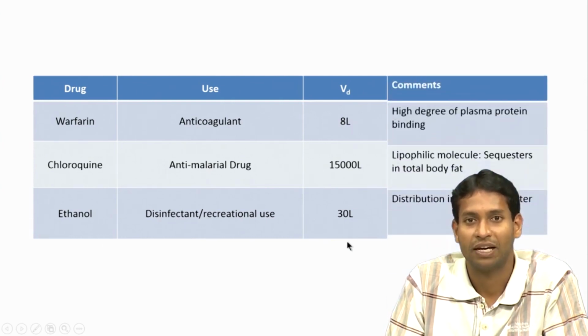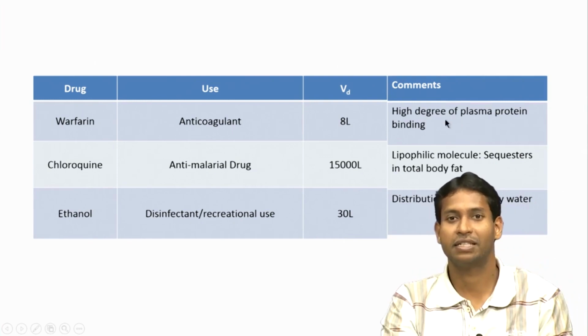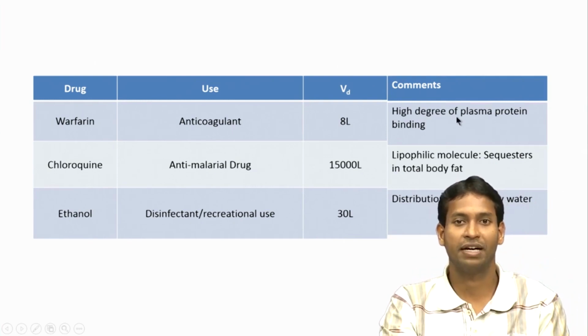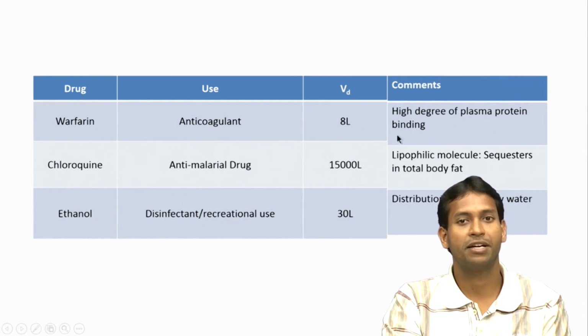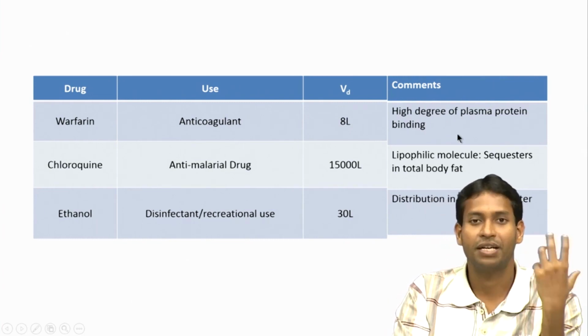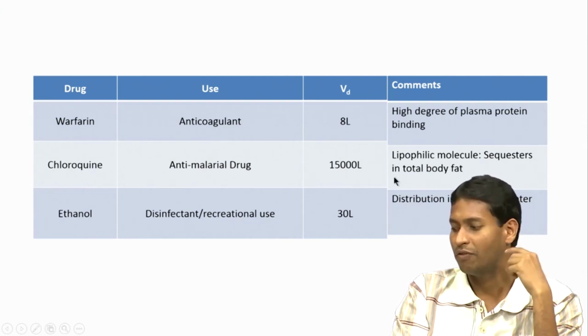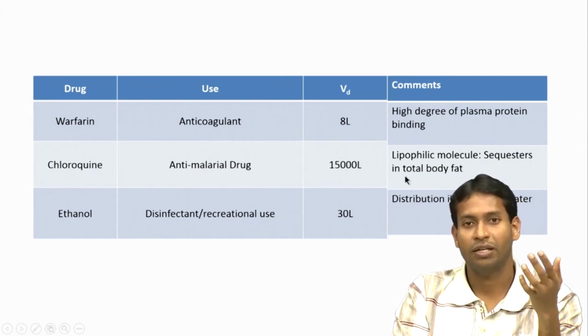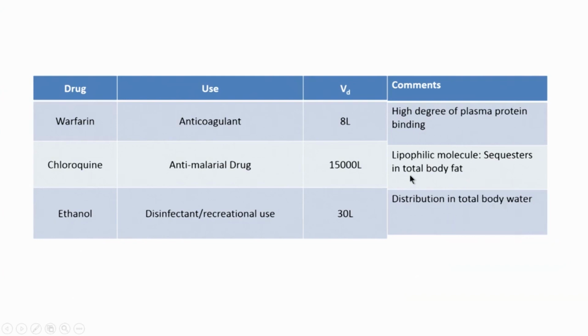So, let us see what we get. As we said, warfarin has a high degree of plasma protein binding. It binds to a plasma protein, and because it is bound to a big protein, it stays in the blood. Whereas chloroquine is a lipophilic molecule, so it sequesters in the total body fat, as indicated by the VD. And finally, ethanol distributes in the total body water.